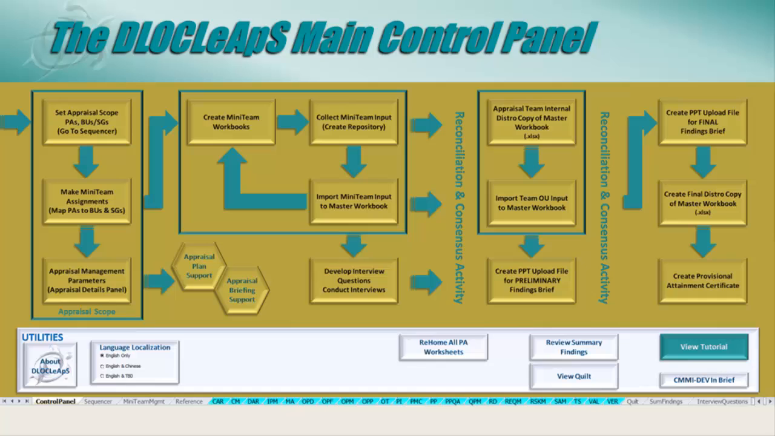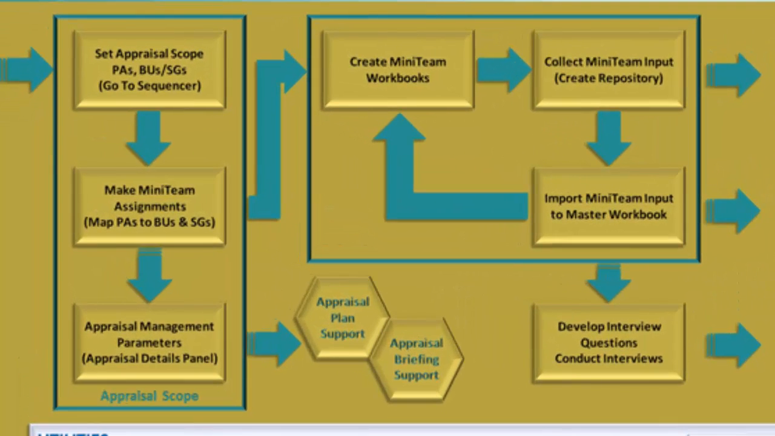At a high level, the control panel reflects some salient phases in the appraisal process, including establishing the appraisal scope in terms of the process areas to be reviewed or not reviewed, and the basic units and support groups to be reviewed in assessment of performance in those process areas. The formation of mini-teams, the assignment of particular PAs to those mini-teams, and identification of the basic units and support groups that the mini-teams will review in support of the assessment for a process area.